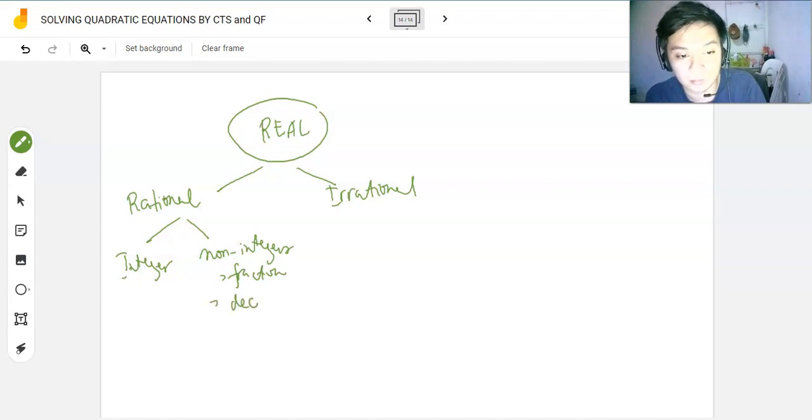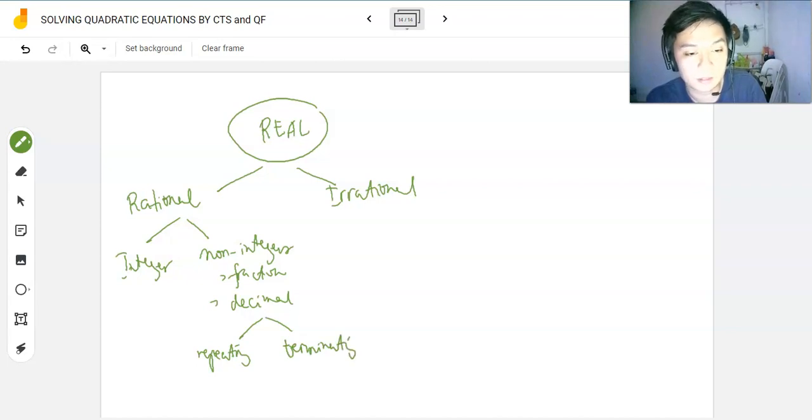Diyan nagpo-fall nga ang fraction at ang decimal. Pero hindi lahat ng decimal ha, kasi may tatlo tayong klaseng decimal at dalawa lang ang under rational numbers. Yung repeating, tapos yung terminating. Pag sinabing repeating, may nagre-repeat na digit dun sa decimal. Pag terminating, mahaba man siya, pero may katapusan din.